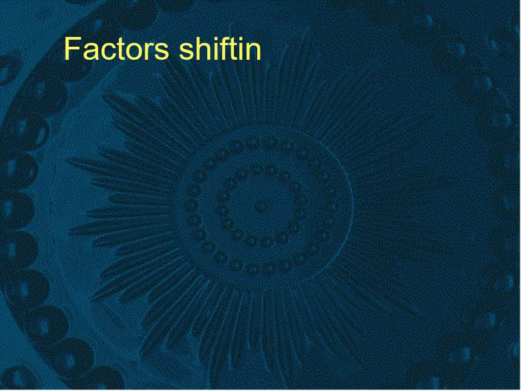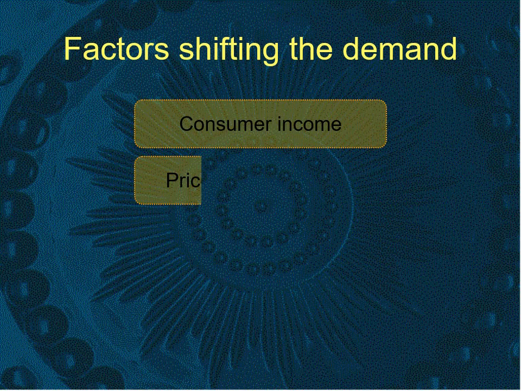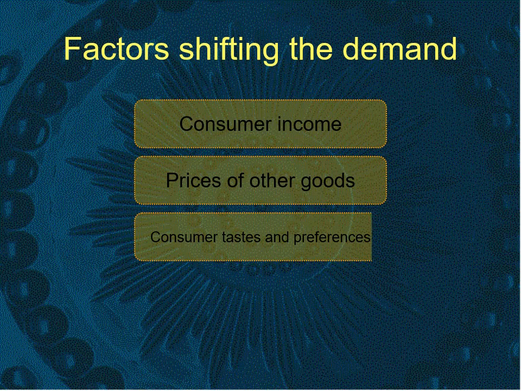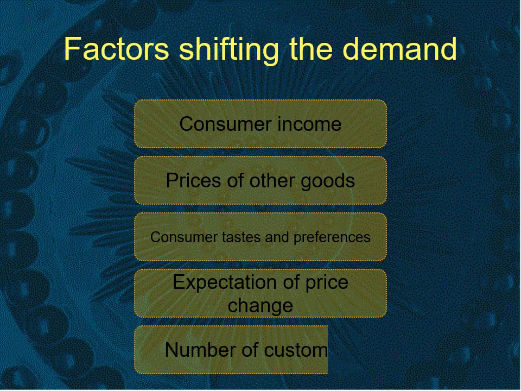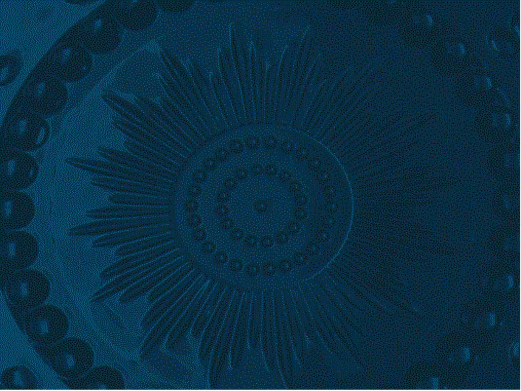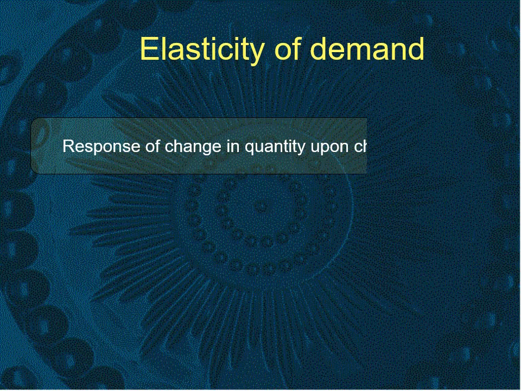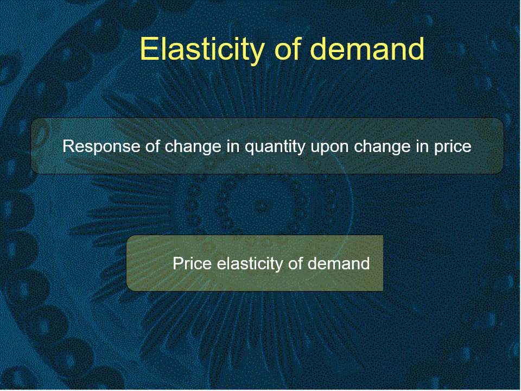Factors shifting the demand might include consumer income, prices of other goods, consumer tastes and preferences, expectation of future price changes, and number of customers. Another important concept in the law of demand is the elasticity of demand. Elasticity of demand measures the response of change in quantity demanded upon the change in prices. It's also called price elasticity of demand.